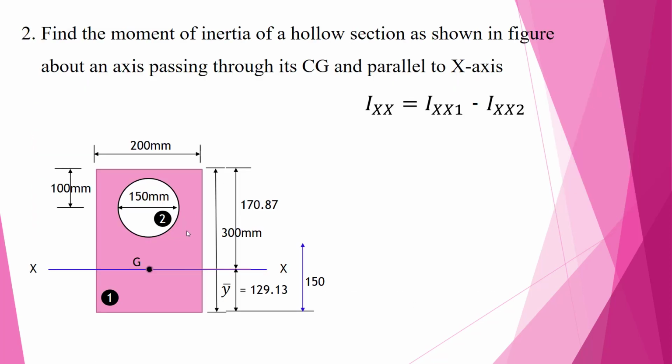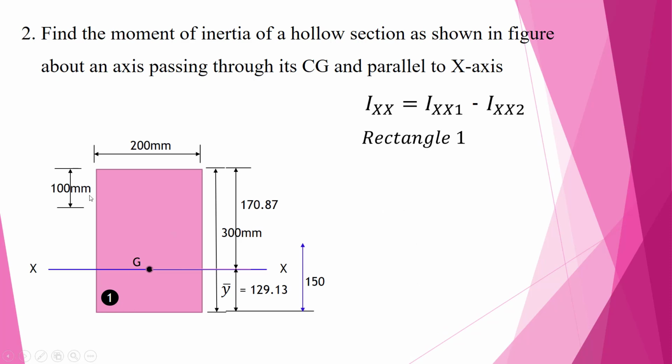Now let us try to find the moment of inertia of the rectangular section about the centroidal x axis shown in figure, and moment of inertia of the circular section about the reference x axis passing through the centroid of the composite section. In order to find the moment of inertia of the rectangular section, let us first remove the circular section from the composite section.